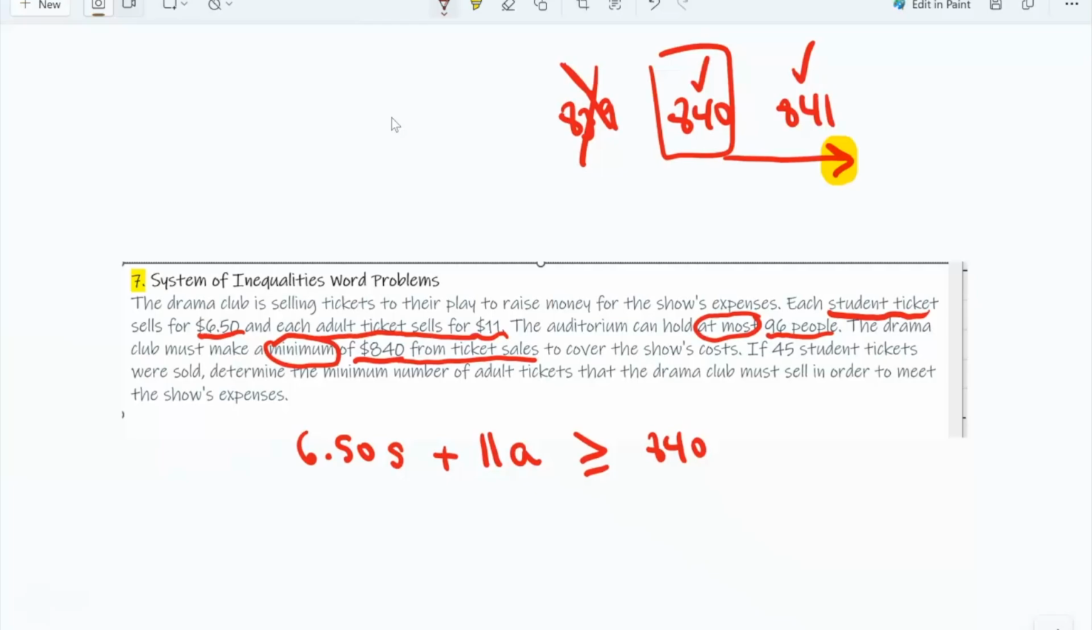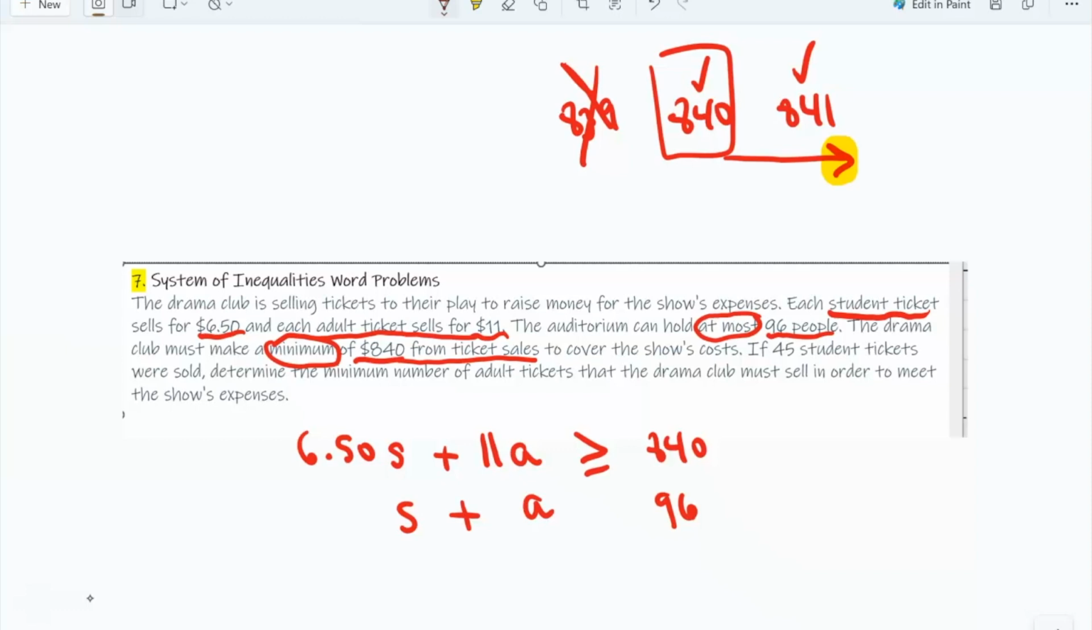So now the question is, how do I use 96? So at most I can hold 96 people. So I know that 96 people goes right here. And I've got students. How many students can I hold? How many adults can I hold? So it's going to be just S plus A. So the number of students plus the number of adults has to be at most 96.